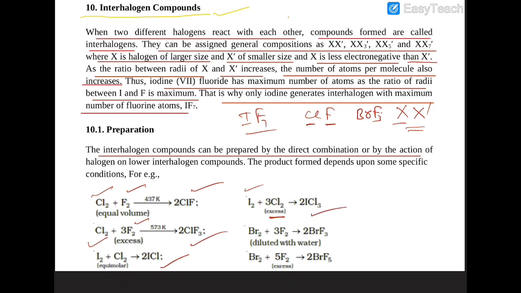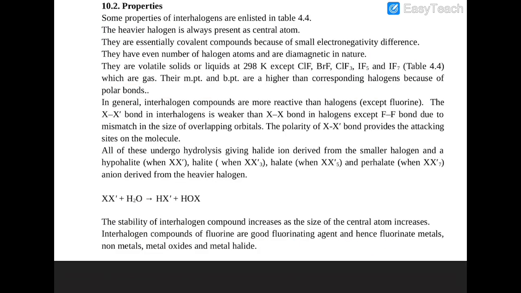Similarly, Br2 reacts with F2 in presence of water to give you BrF3. But if you treat bromine with no water and with excess of fluorine, it will give you BrF5. Properties: some properties of the compounds are given in the table.